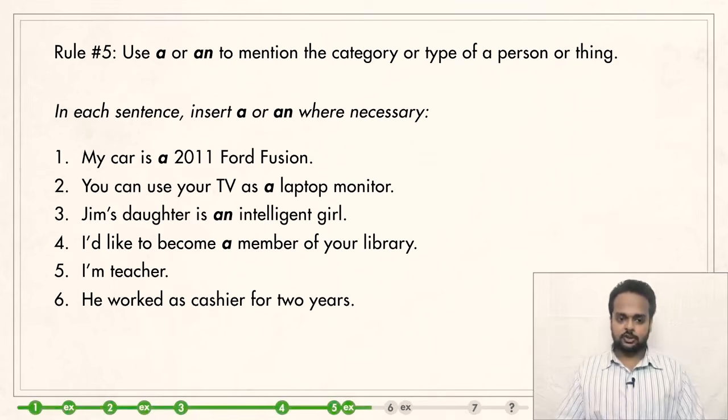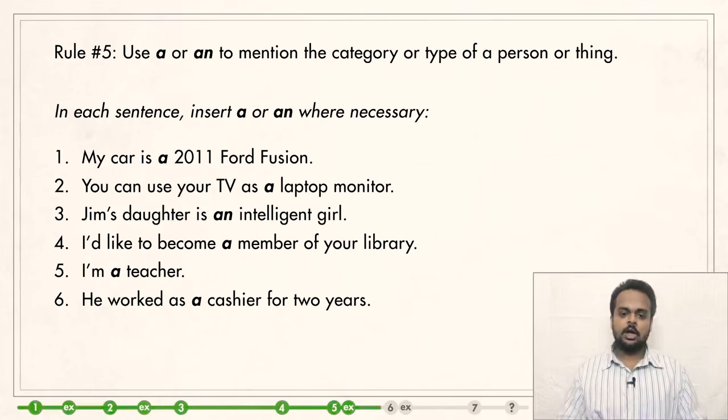We talk about professions in the same way. I'm a teacher, not I'm teacher. A person's profession says what category they belong to or what type of person they are. So you need to have a or an before the profession. Similarly, he worked as a cashier for 2 years. So to mention a type or category, use a or an.